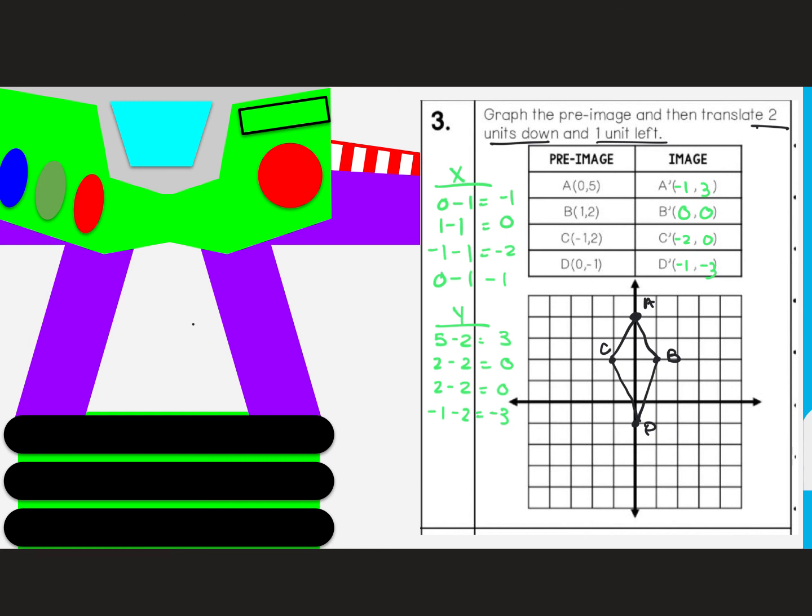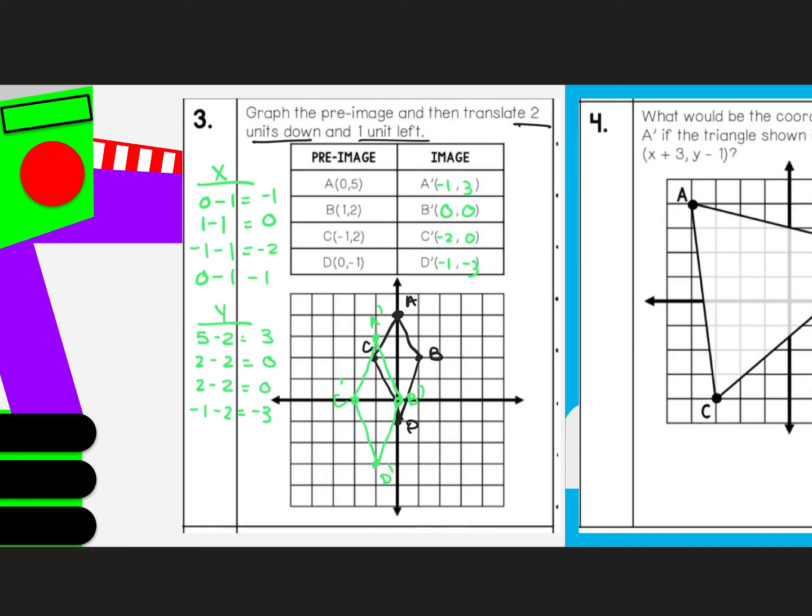All right, so we're going to go -1 and up 3. That's going to be my A prime. 0, 0, that is going to be my B prime. Then we have -2, 0. That's going to be my C prime. And then we have 1, -3, which is going to be my D prime. And again, my lines are not straight.